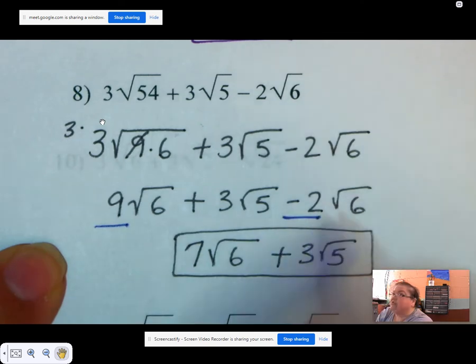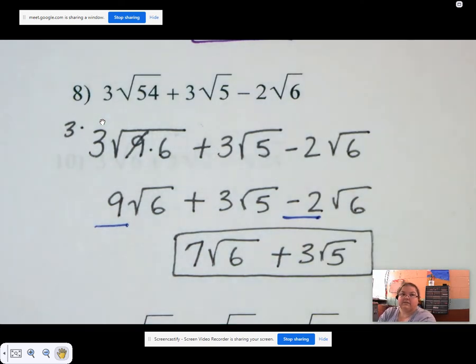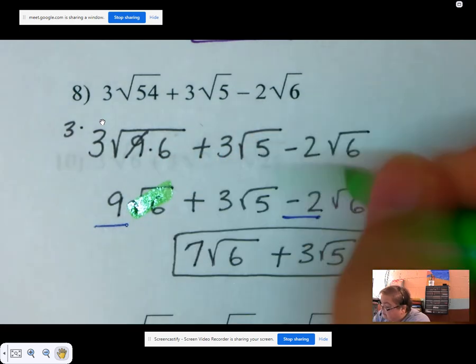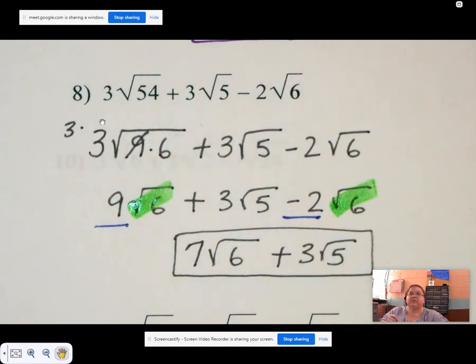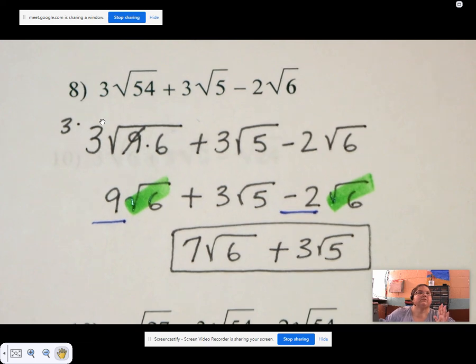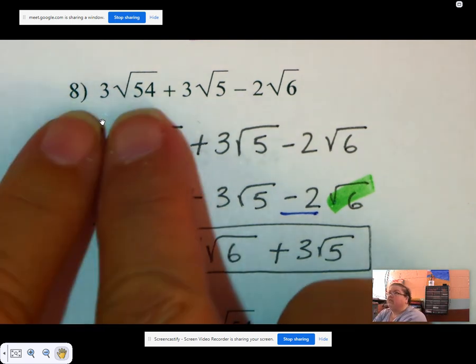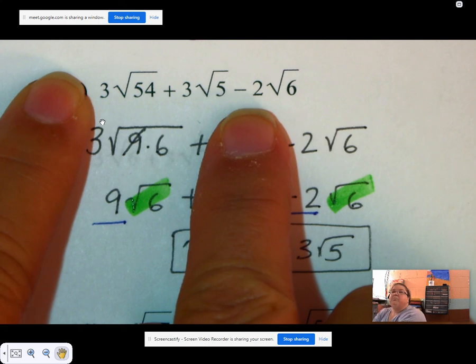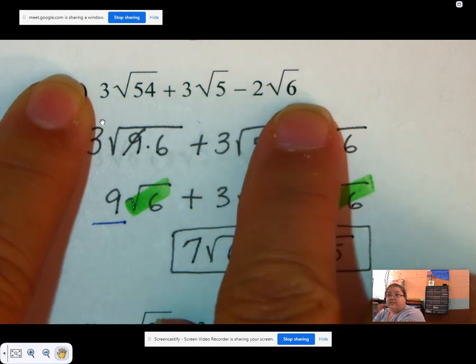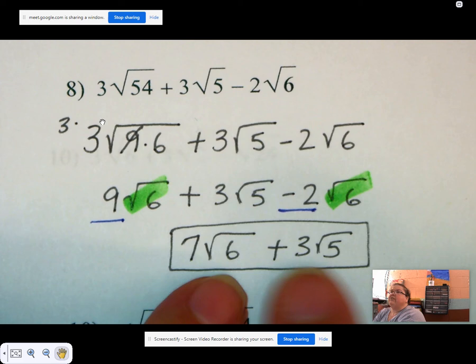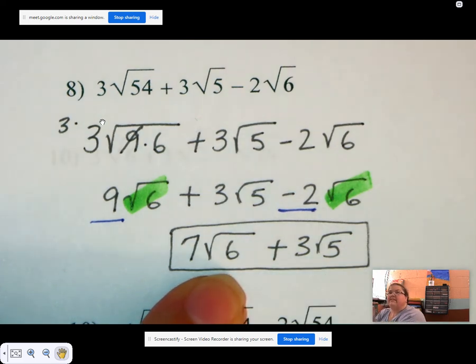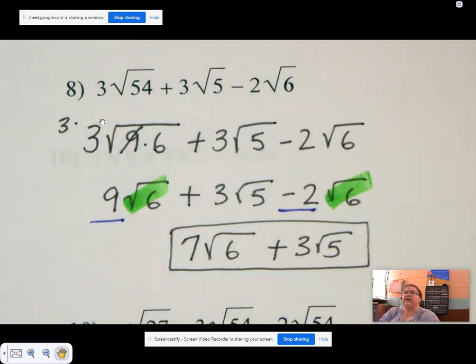9 minus 2. See it now? Because these are the only two that are like radicals. Good question. Anybody else? Questions? You're going to type in the problem just like it is. Push enter. It'll give you a decimal, and then type in the answer that you got. Push enter, and you should get the same exact decimal. Thank you for asking.